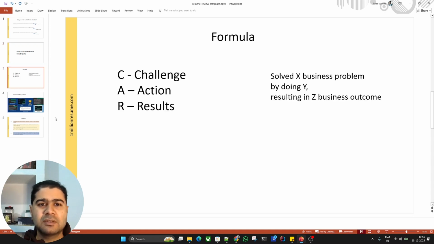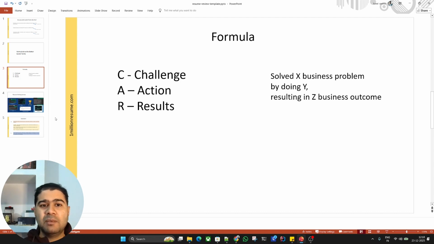The formula is CAR. Yes, it is very simple. CAR. C for challenge: what was the problem that you were trying to solve? A for action: what steps have you taken to solve that problem? R for results: what outcome came out of that exercise? What were the metrics related to that? Was there a 10% increase or 5% decrease or X amount of savings? So all that together makes the background.